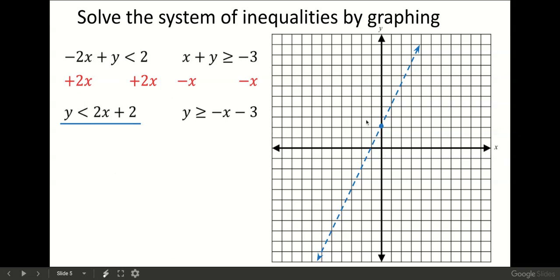And then I have to decide what side of the line I shade. So I'm going to test the point (0, 0). If I substitute 0 in for x and y, that's going to tell me that 0 is less than 2. So that is true. So that means I'm going to shade below the line over here.